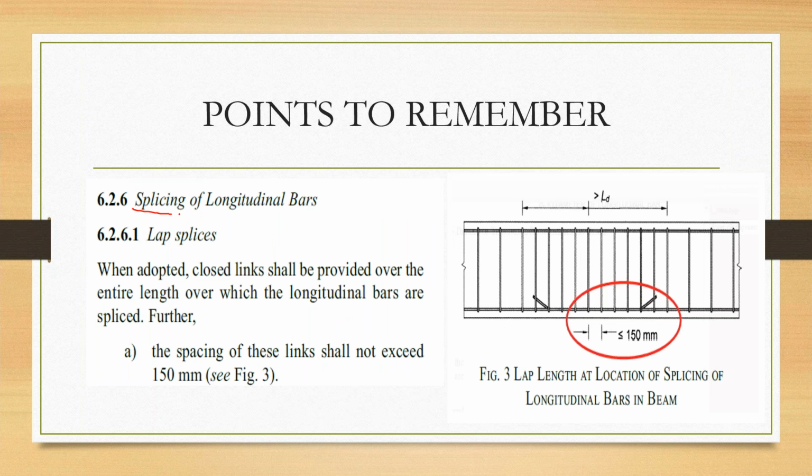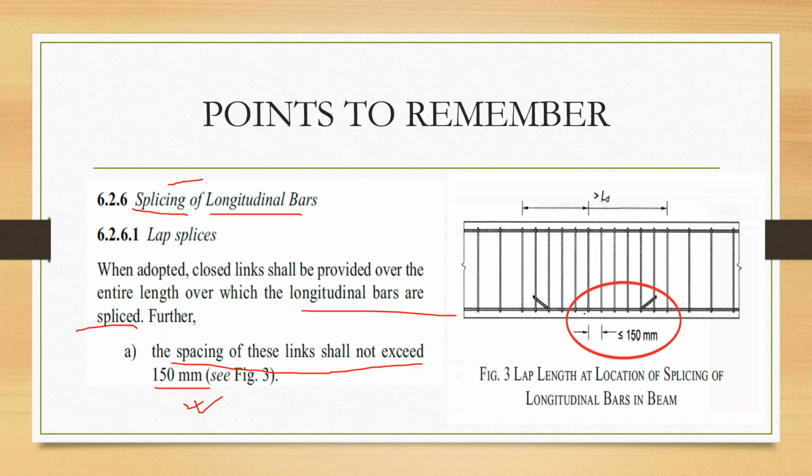Now next part is splicing of longitudinal bars. Splicing is nothing but overlapping, bars kept one over the other. So when adopted, closed links shall be provided over the entire length over which the longitudinal bars are spliced. What is that? The spacing of these links shall not exceed 150 mm.